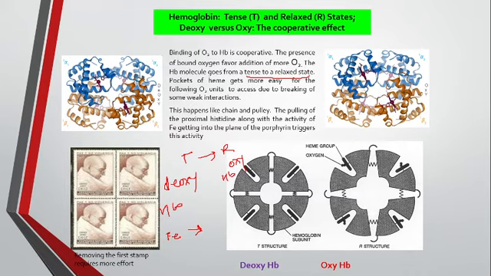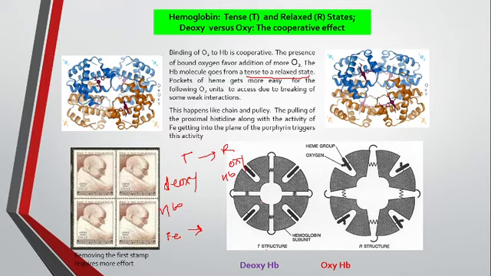Here you can see the structure of the T state. This is the hemoglobin unit. Okay, and here this is a T-like structure. This structure is very tense. Okay, and this structure, what happens here?